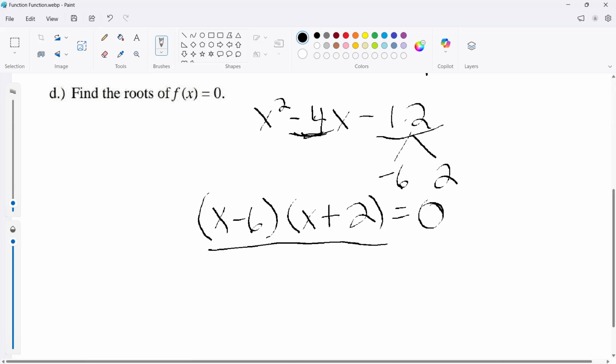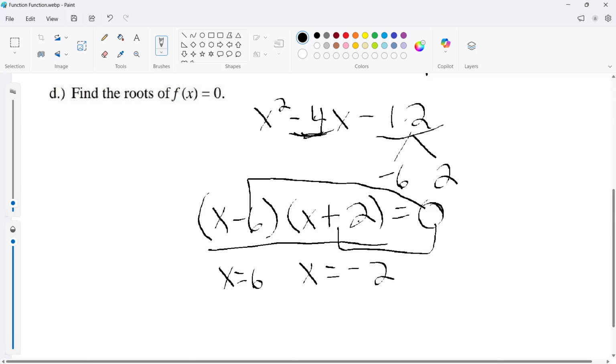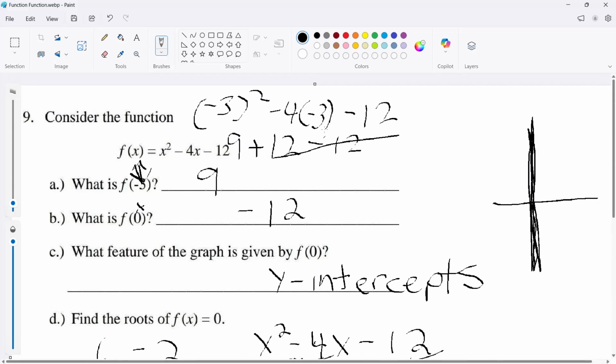And then I set the whole thing equal to 0, and then I use the zero product rule. If this whole thing equals 0, either this is 0, or this is 0, or both are 0. X minus 6 is 0. I add 6 to both sides. X equals 6. X plus 2 equals 0. I subtract 2 from both sides. X equals minus 2. The zeros, or the roots, are 6 and minus 2. And now I've answered all parts of this question.